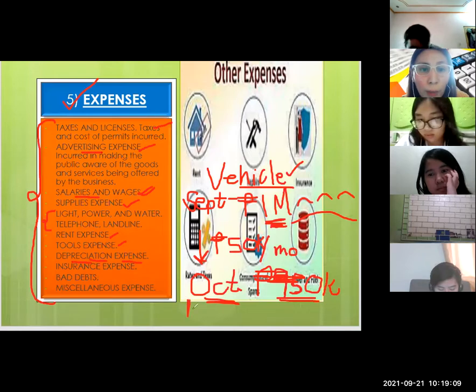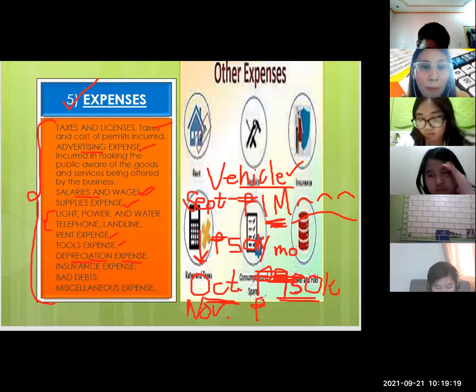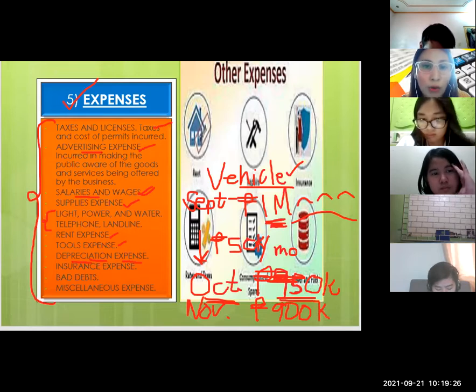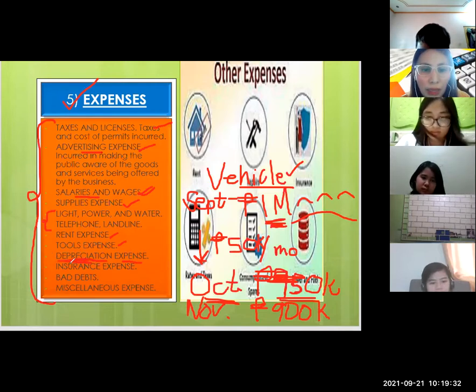So, therefore, kapag dating ng November, nag-depreciate ulit ng another 50,000 pesos per month, 900,000 pesos na lang. Lumiliit ng lumiliit yung value ng sasakyan. Nakuha niyo, class, kung ano yung depreciation. Ayan. Every month, lumiliit yung value na ng sasakyan.